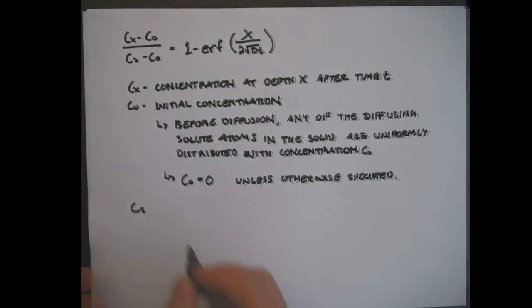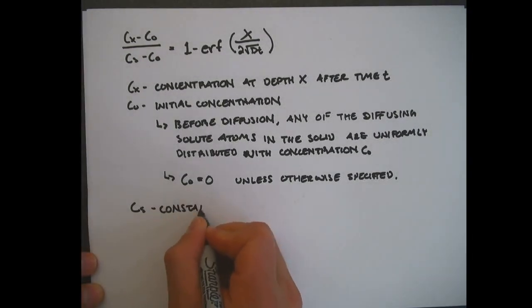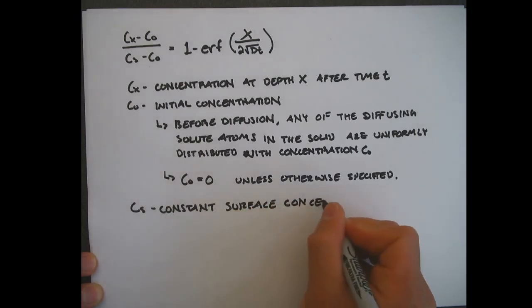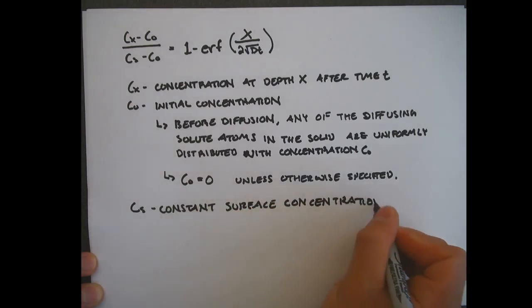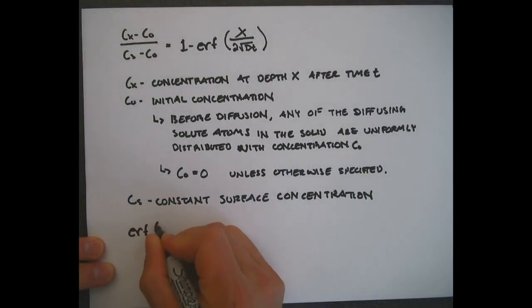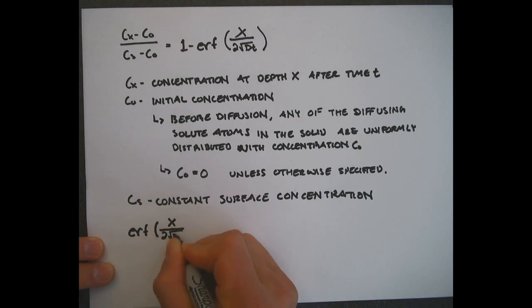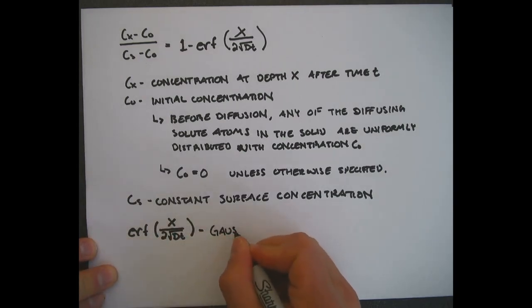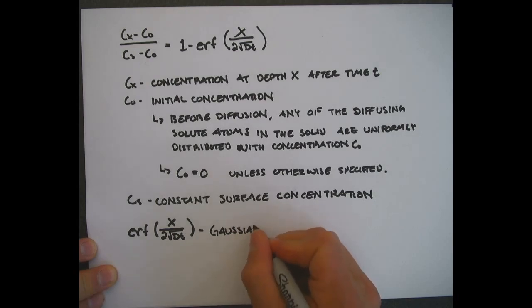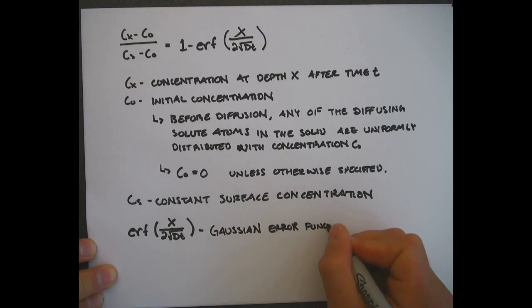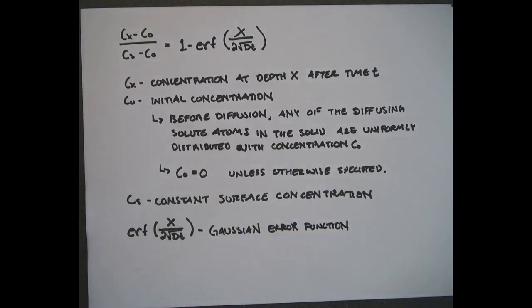This leads me to our last variable to define, and this is the C sub s, where that is the concentration on the surface of the solid. The last part of this formula I want to specify is the error function of x over 2 times the square root of Dt. This is the Gaussian error function. It is a measurement of theory using probability and statistics. It's a very good estimation at a particular value.